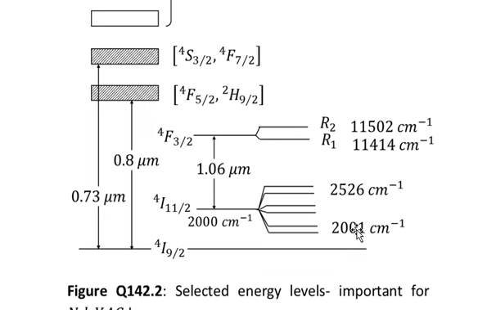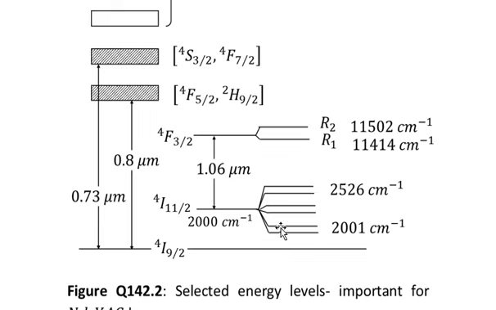You see that I have drawn 2001 centimeter inverse below the level of 2000 centimeter inverse in order to make use of the space properly. Otherwise, this 2001 centimeter inverse will lie above this 2000 centimeter inverse level. And you know that these R1 and R2 levels, which are the splitting of the 4F3.5 level into two levels, have corresponding values equal to 11,414 centimeter inverse and 11,502 centimeter inverse.